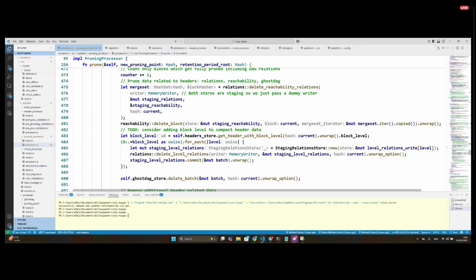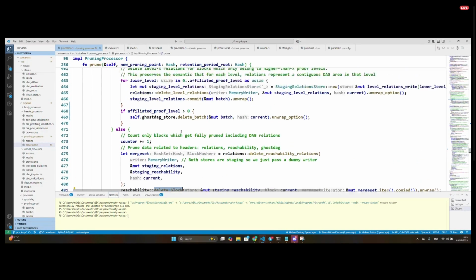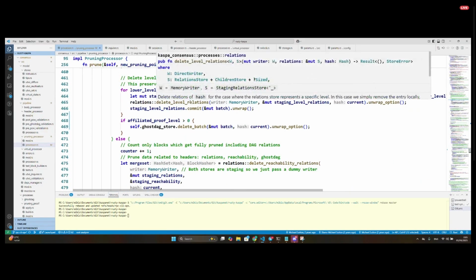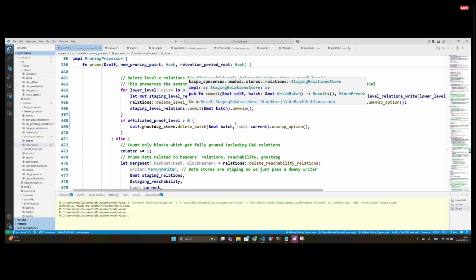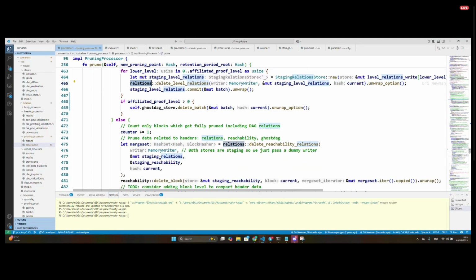So there's two. It's also about the reachability deletion itself, which is here, but also the relation stores here might be affected by this optimization. I want to point out the naming is a bit confusing. There's staging level relations. There's staging relations.